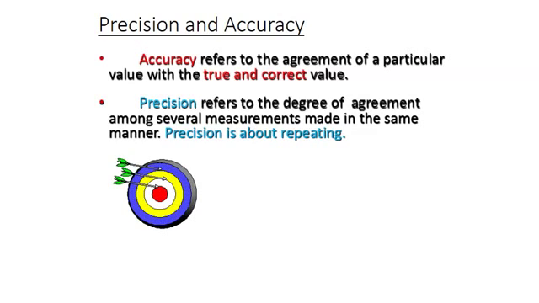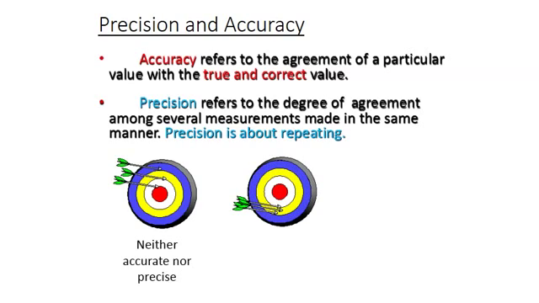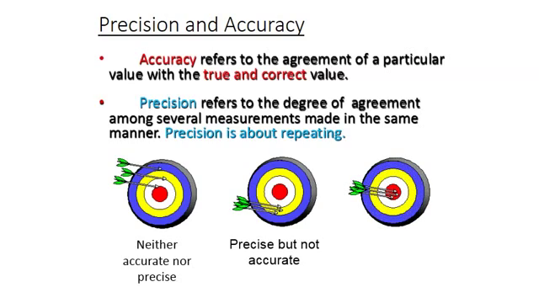So here's an example. A really good way to show this is just by some targets. So this first example, you can see that it's neither accurate nor precise. It's not hitting the bullseye and it's not repeated. If we look at the next one, this one is not accurate because it's not hitting the bullseye. It's precise because they hit the same spot several times. And then this last one is accurate and precise. They hit the bullseye and they repeat it.